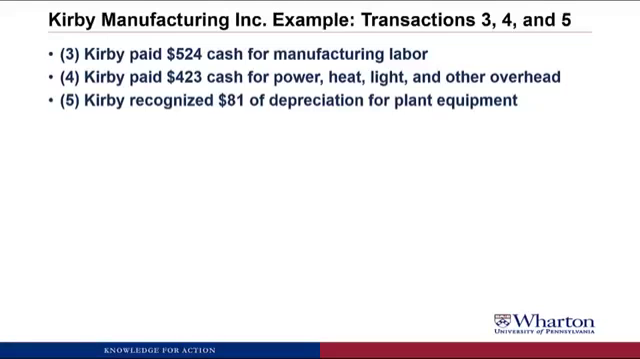So let's take a look at how Kirby would account for direct labor and overhead. I've got 3 transactions for you. First, Kirby paid $524 cash for manufacturing labor. So those are the people actually working on producing the product. Number 4, Kirby paid $423 in cash for power, heat, light, and other overhead in the factory. And number 5, Kirby recognized $81 of depreciation for plant equipment. This is the equipment that was used to produce the product. So let's do the journal entries step by step, starting with number 3.